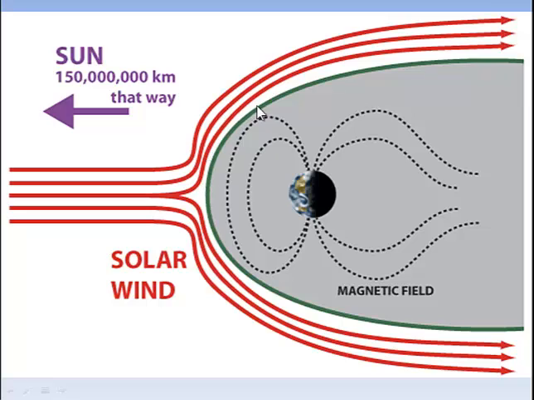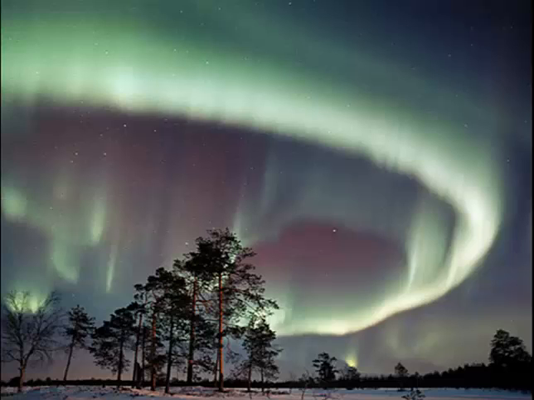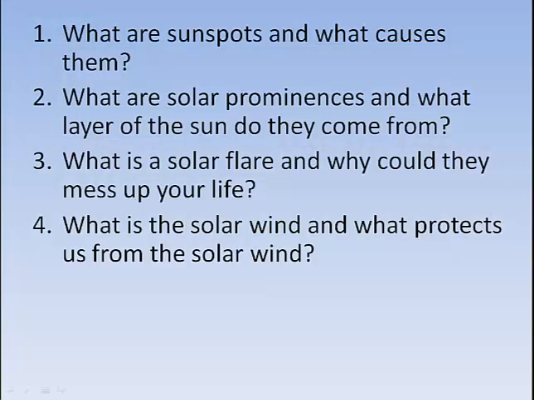But some of them end up following these magnetic field lines and hitting the poles. And when they do, then we get the northern lights and the southern lights. And here's a beautiful picture of the northern lights, or we also call those aurora. So this is the charged particles hitting part of our atmosphere and making this beautiful display. All right, hit pause, answer these questions, and when you're ready, hit play.